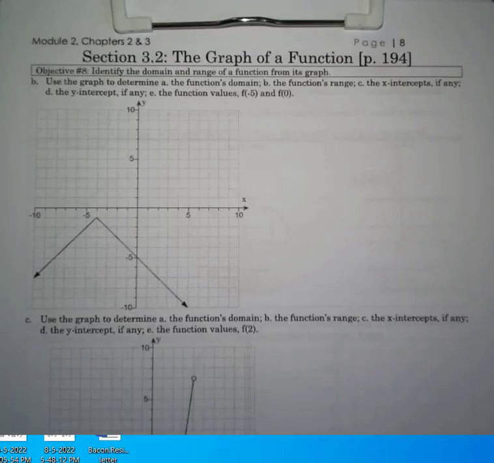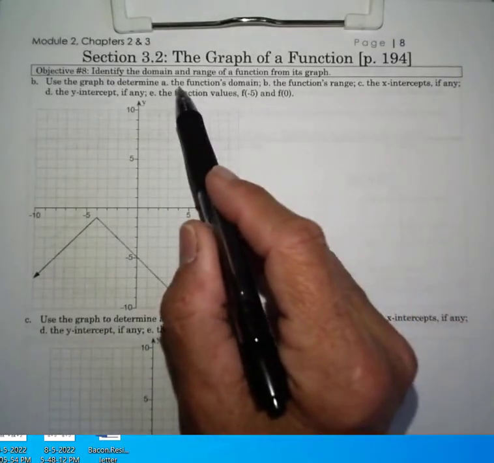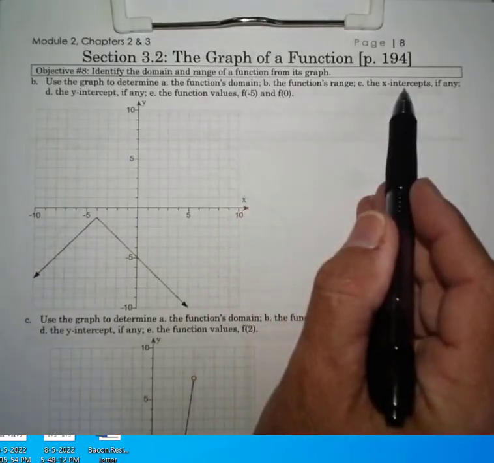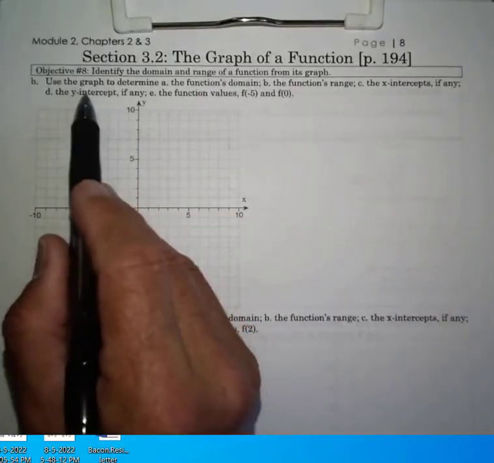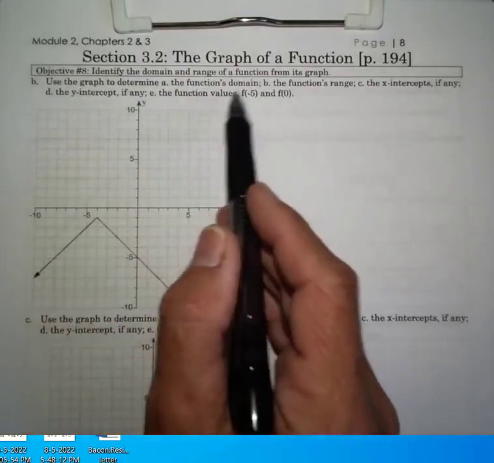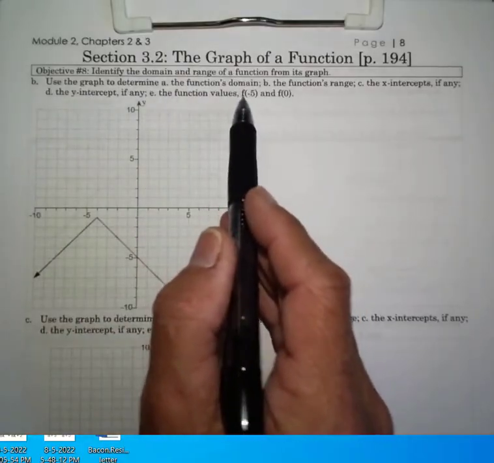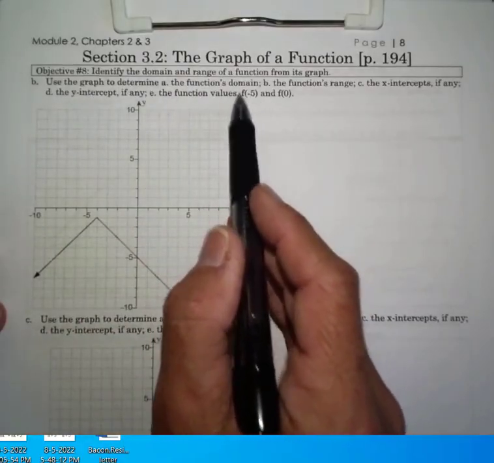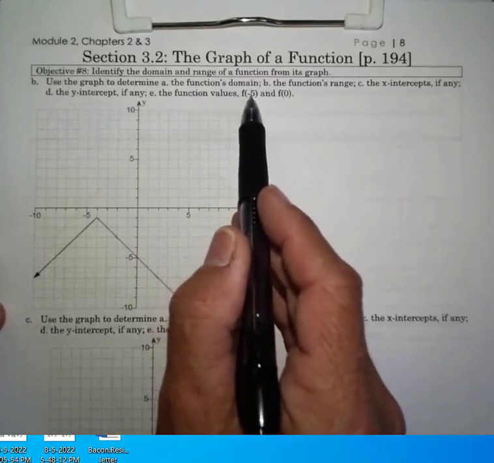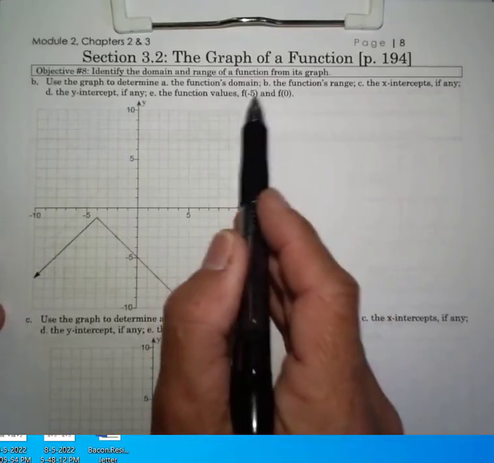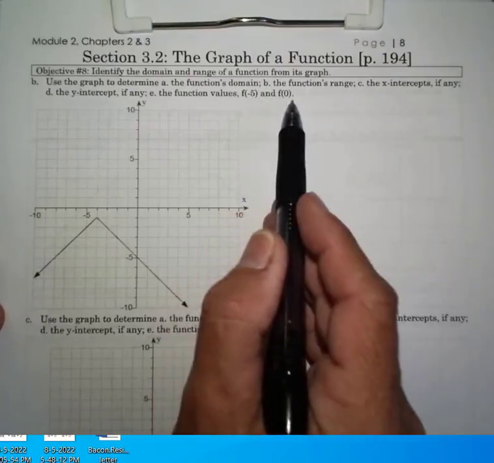In section 3.2, we're going to continue our talk about graphing functions and see if we can identify four things about these two functions. We want the function's domain, the range, the x-intercepts, and if there are any y-intercepts, we're going to talk about those too. And then we want to look at a couple of values just to see what the y value is when x is -5 and what the y value is when x is 0, or f of -5 and f of 0.